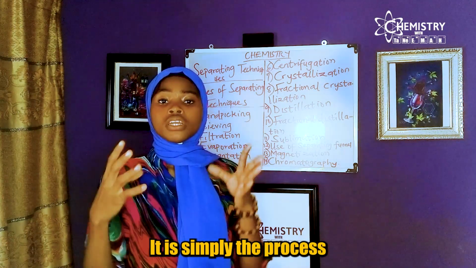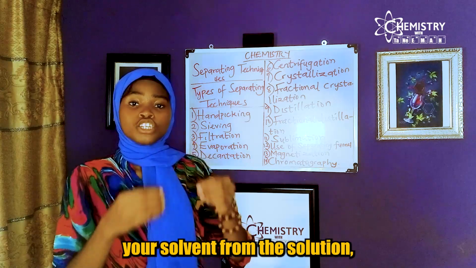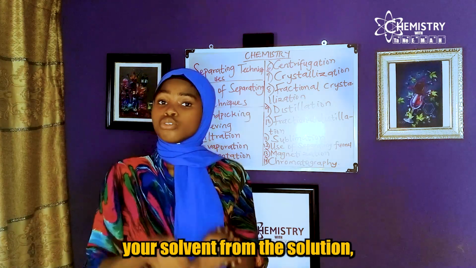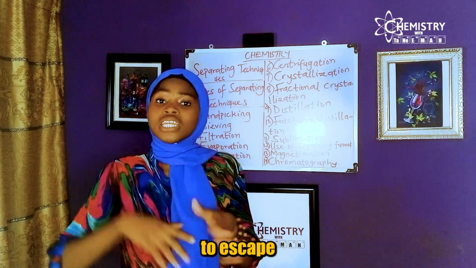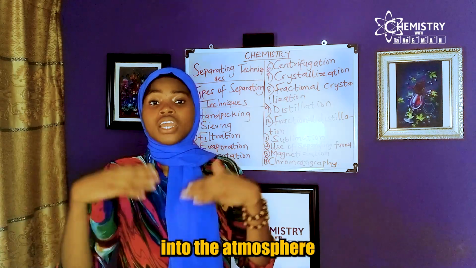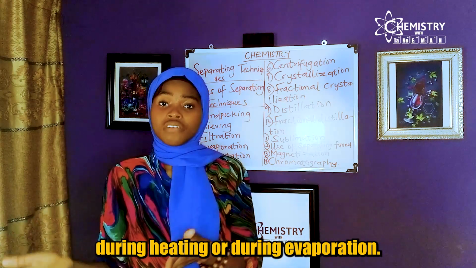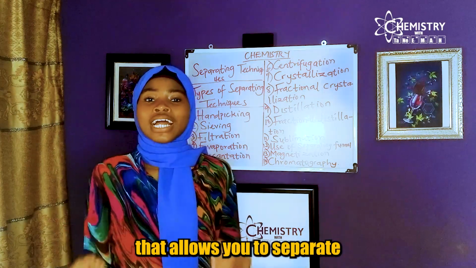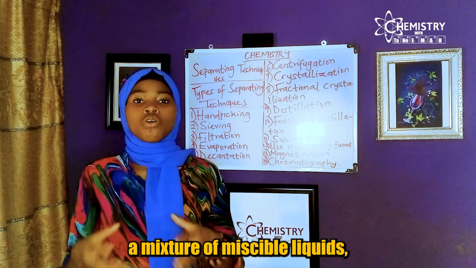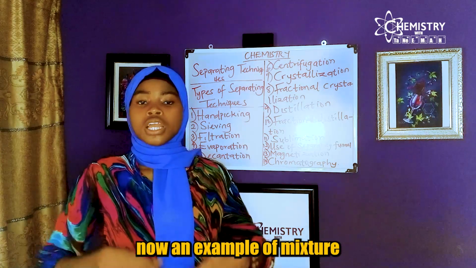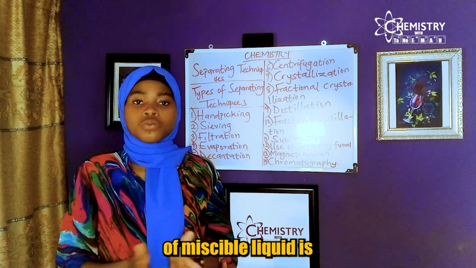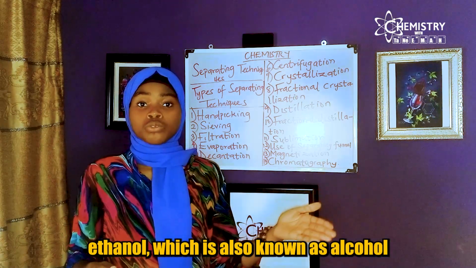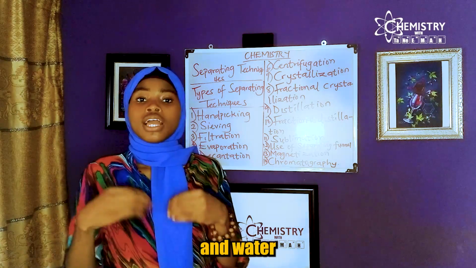It is simply the process by which you can recover your solvent from the solution instead of just allowing it to escape into the atmosphere during heating or during evaporation. Fractional distillation is another separation technique that allows you to separate a mixture of miscible liquids. Now, an example of a mixture of miscible liquids is ethanol, which is also known as alcohol, and water.